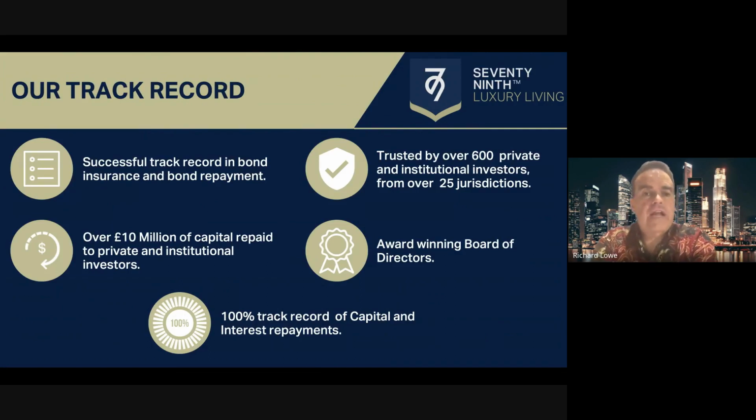So the track record of this developer is very solid in terms of issuing bonds to investors. It's been trusted by over 600 private investors and institutional investors in over 25 jurisdictions. Over 10 million, in fact, that's gone up quite significantly since this slide was made, has been repaid in capital to private and institutional investors. The directors, many of them are award-winning with OBEs and CBEs, and they have a 100% track record of capital and interest repayments.